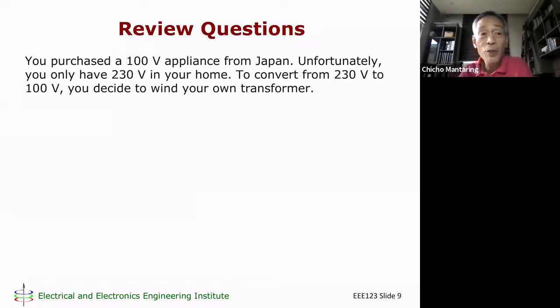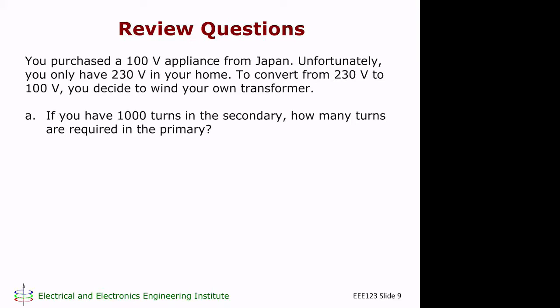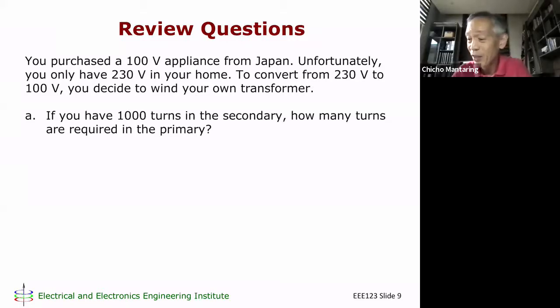So to convert from 230 volts to 100 volts, you decide to wind your own transformer. So punta ka sa hardware store, bibili ka ng core, bibili ka ng kawad, you buy a bare copper wire, and then you decide to wind now your primary and your secondary. So if you have 1,000 turns in the secondary, how many turns are required in the primary? Can I hear an answer? Iba naman yung sumagot, not the one that earlier answered. 2,300. Yes, that's right, 2,300. So I guess this should be a no-brainer. So E1, we're talking now here about RMS value. E1 over E2 is equal to N1 over N2.